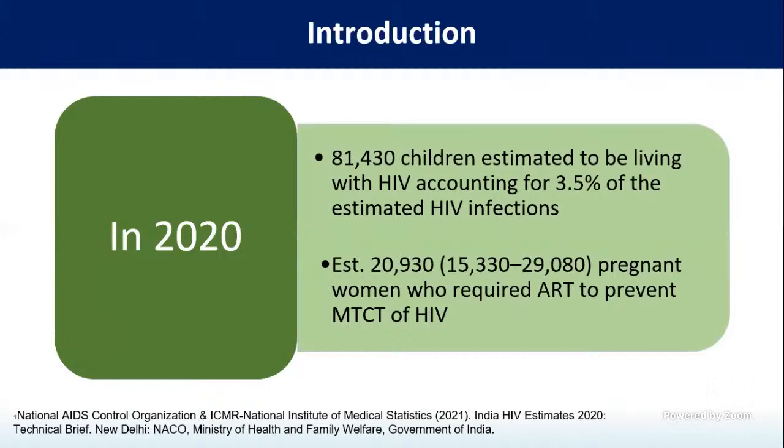As per the national HIV estimates, in 2020, it was estimated that around 81,430 children were living with HIV. And this accounts for almost 3.5% of the total HIV infections in our country. About 20,000 pregnant women required ART to prevent the transmission of HIV, and this needs to be brought down to less than 5% for achieving elimination. Next, please.